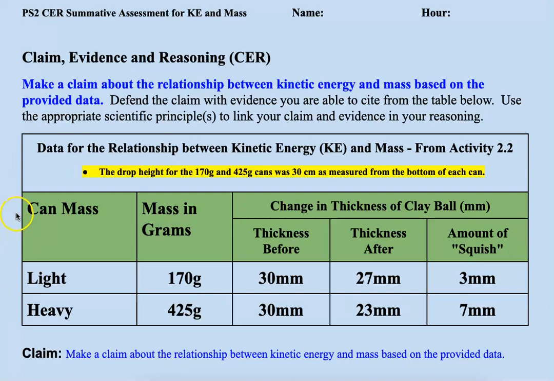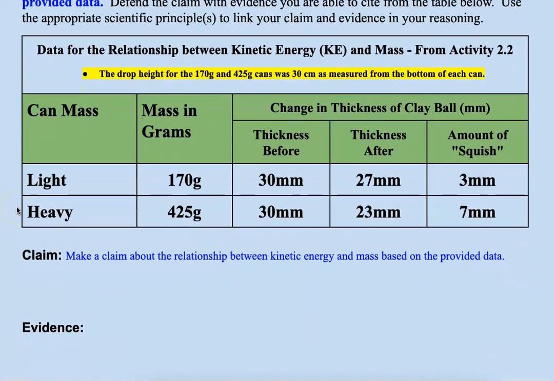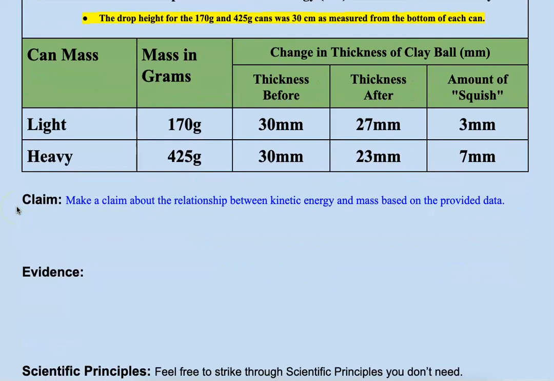So we need to make a claim based on this information. The claim that we're looking at is right here. So make a claim about the relationship between kinetic energy and mass based on the provided data. Well, when I look at this information, to me, it looks like my claim would be something to the effect of the kinetic energy of an object increases as the mass increases as long as the speed remains constant. Now I have to make sure I have that other part in there about the speed, because I didn't change the speed, I simply changed the mass of the can.